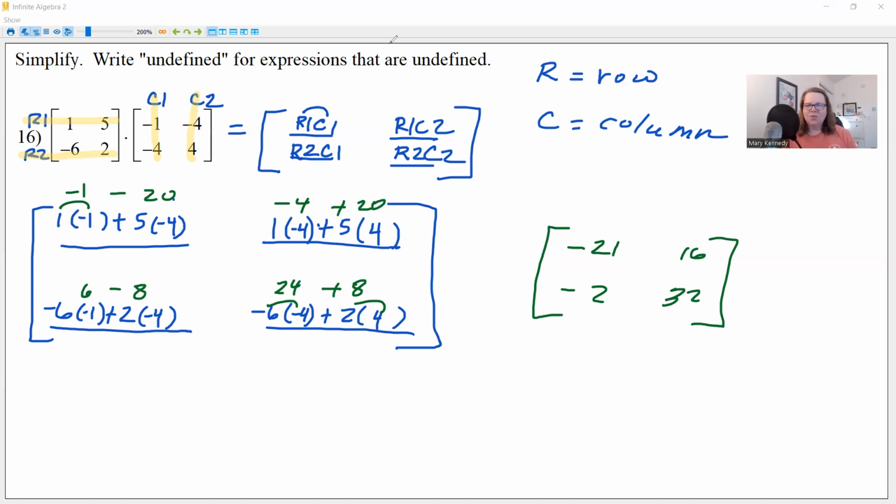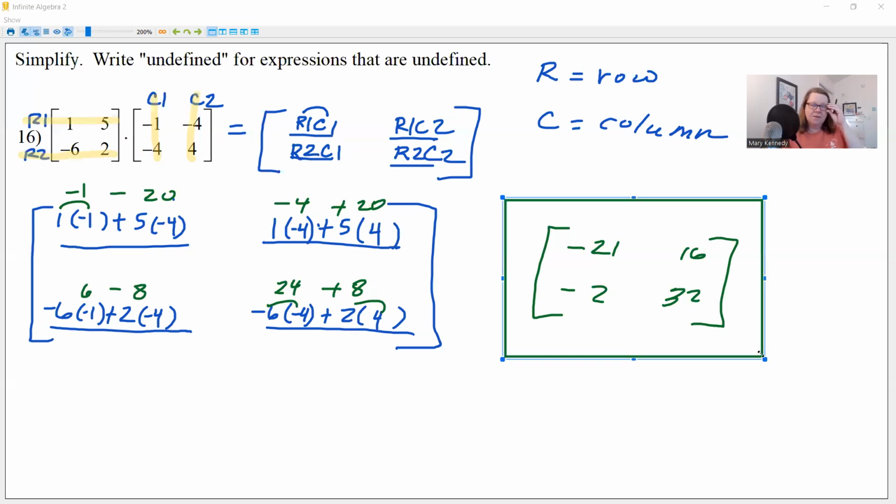It's not as pretty as we might like, but that is our answer right there in the green box. That's our 2 by 2 matrix. That is our simplified answer when we multiply those two starting matrices.